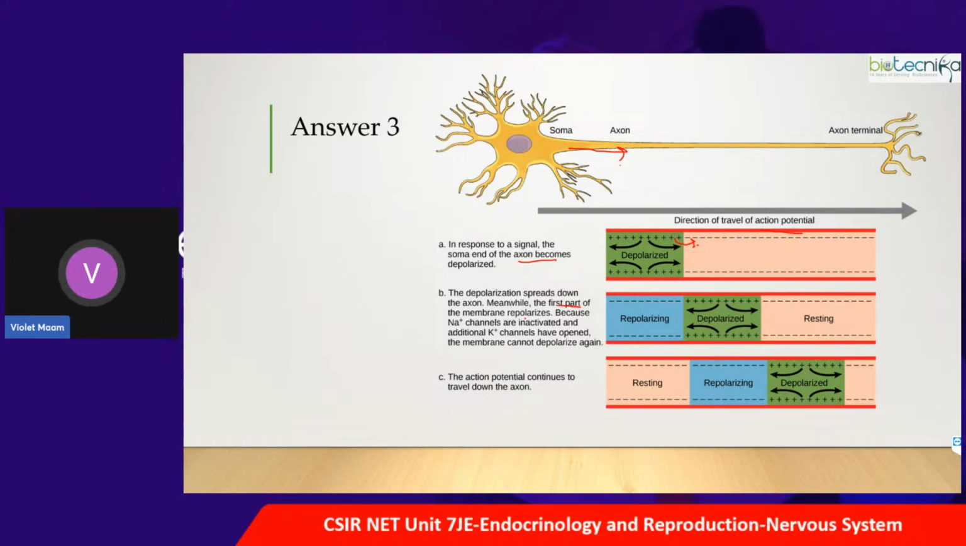So meanwhile, the first part of the membrane will repolarize. So once it stimulates the next region, this part will repolarize. The other part is getting depolarized because sodium channels are inactivated and additional potassium channels have opened over here. The membrane cannot depolarize again. In the repolarizing phase, the potassium channels have opened and sodium has got closed. Okay, so once this has happened, the membrane cannot depolarize again because it will be in the refractory period. Not graded potential, it is about action potentials, okay, but it will be in the refractory period.